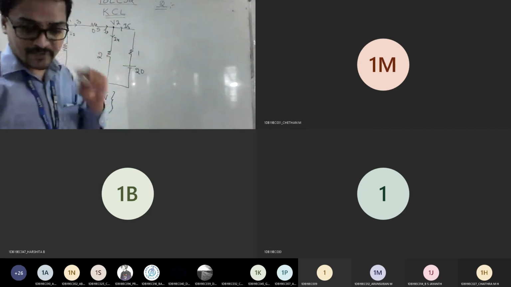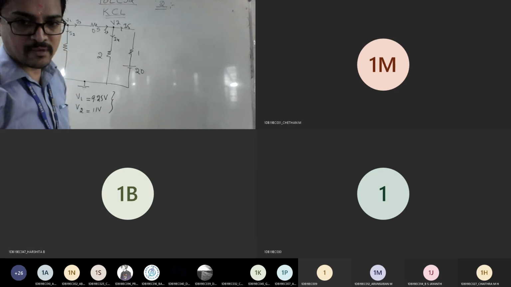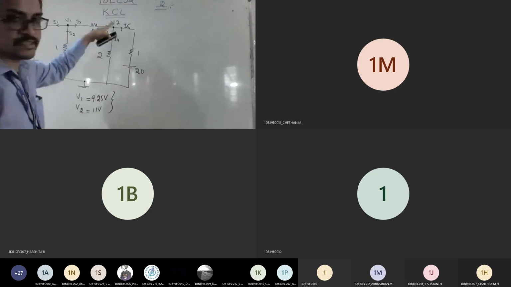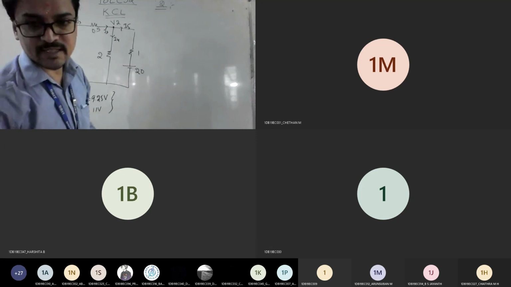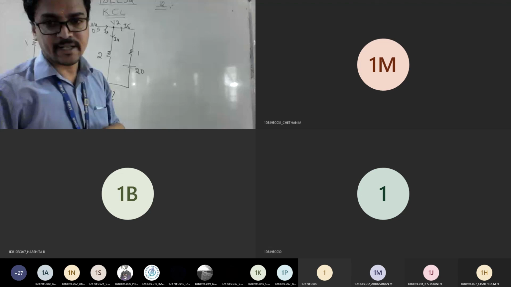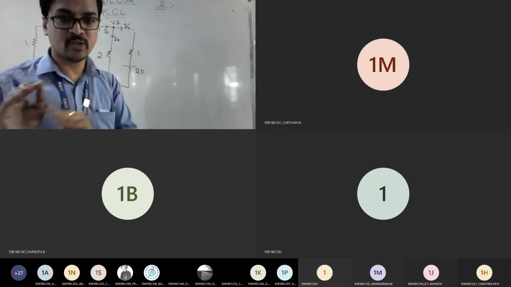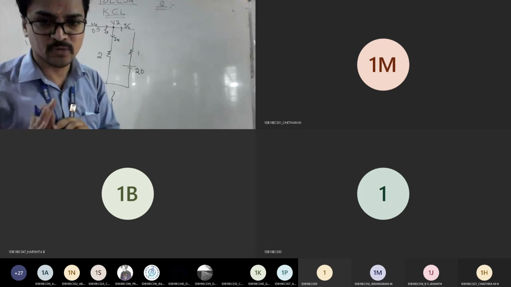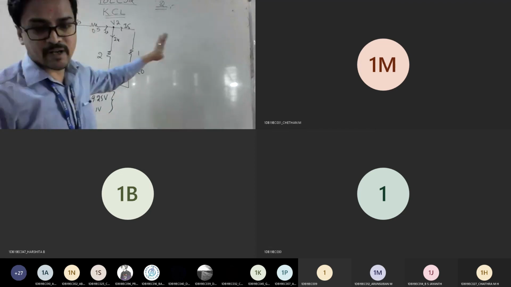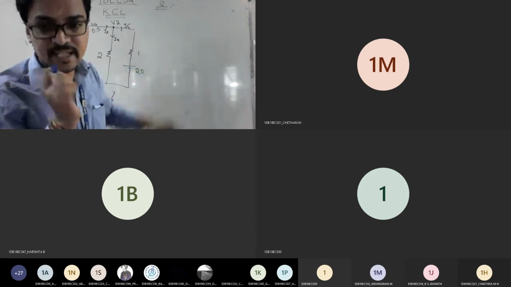Listen carefully. In method 2, I am least bothered about my current, meaning I am not going to consider the direction of current. I will just stick to my original procedure. If I am in node 1, I will give highest priority to node 1. If I am in node 2, I will give highest priority to node 2, like your mesh analysis. So in method 2, we are not going to consider any entering current, leaving current concept. We will straight away write the equation.